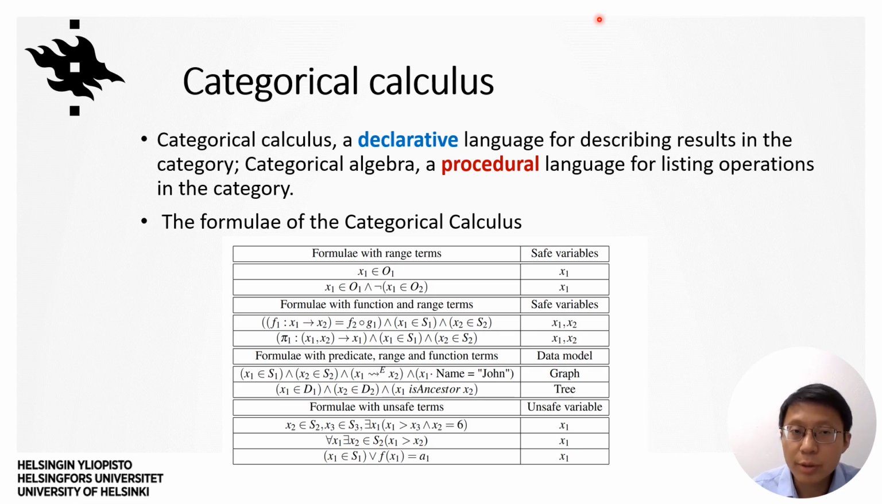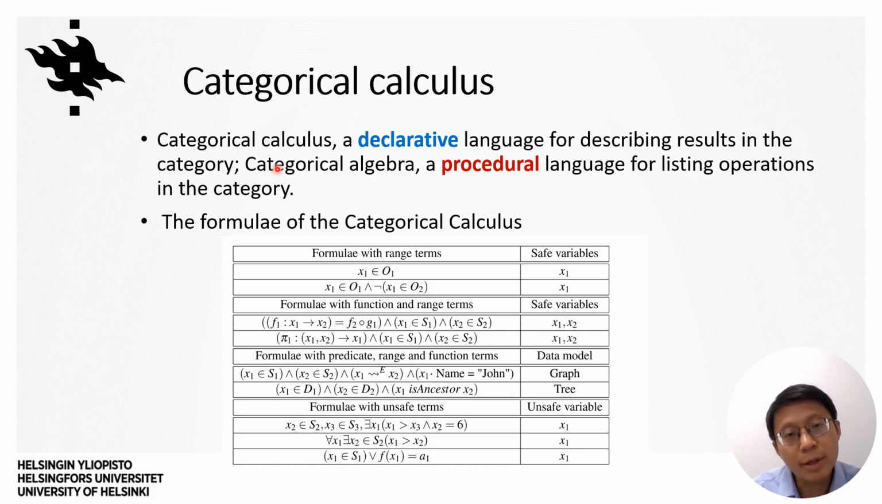Now we introduce the category calculus. Category calculus is a declarative language which is used to describe results in a category. Previously, we defined category algebra, which is a procedural language for listing operations in a category. Later on, we will define the equivalence between the category calculus and the category algebra.